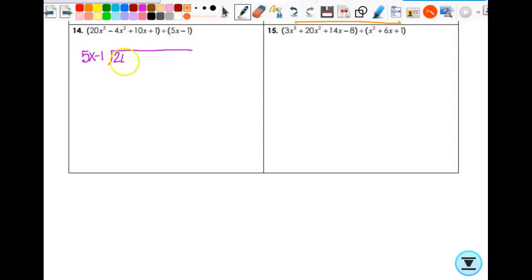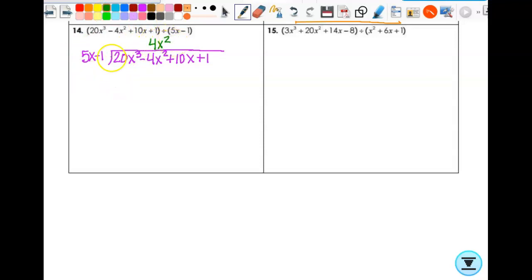I'm going to have 20x cubed. Okay, so again, x cubed, I should have 4 terms because I need 4 in here. I have an x cubed term, then minus 4x squared plus 10x plus 1. All right, so 20x cubed divided by 5x is going to give me 4x squared.